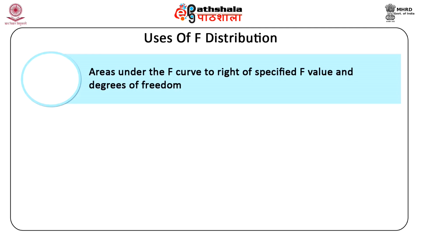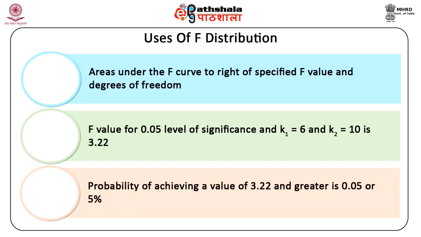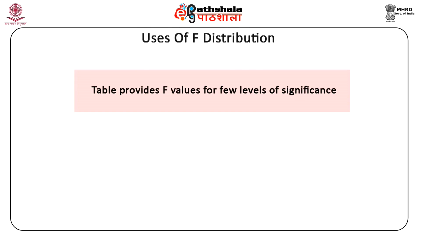For example, the F value for 0.05 level of significance and k1 equal to 6 and k2 equal to 10 is 3.22. This implies that at the F value calculated from the above method and 6 and 10 degrees of freedom, the probability of achieving a value of 3.22 and greater is 0.05 or 5%. The table provides F values for few levels of significance.